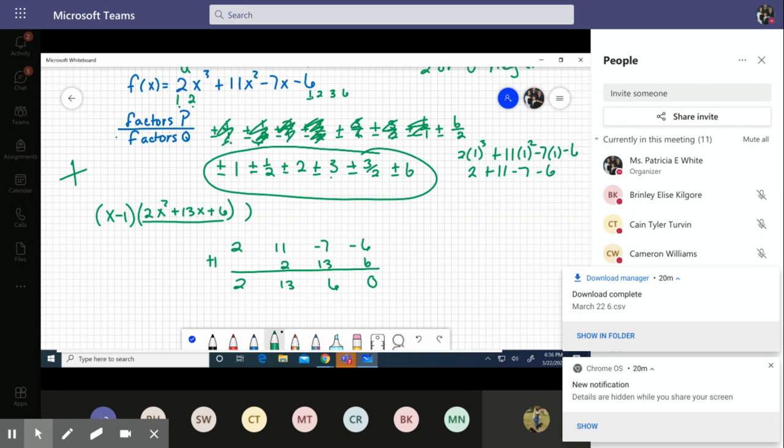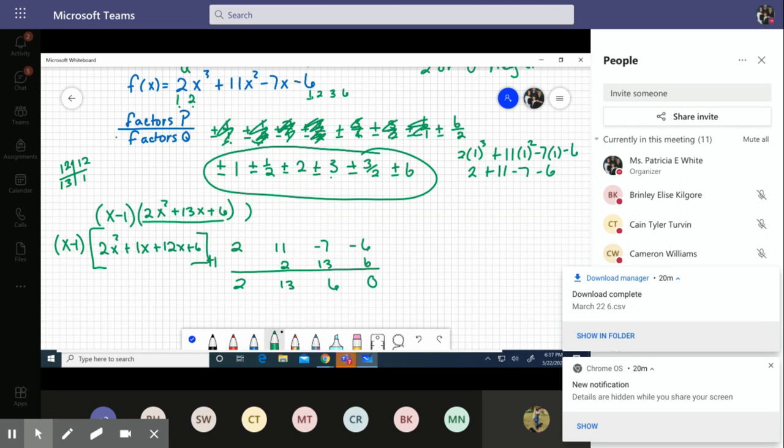Could I finish factoring that out? That's a quadratic. What could I multiply to get a 12 and add to get a 13? So 12 times 1. So I have x minus 1. Then I'm just going to work on that. 2x squared plus 1x plus 12x plus 6. How do I factor that?